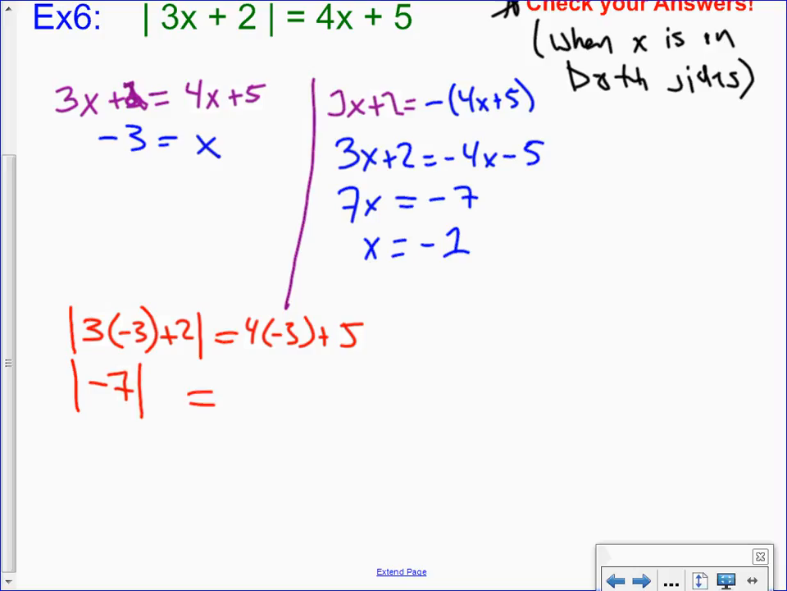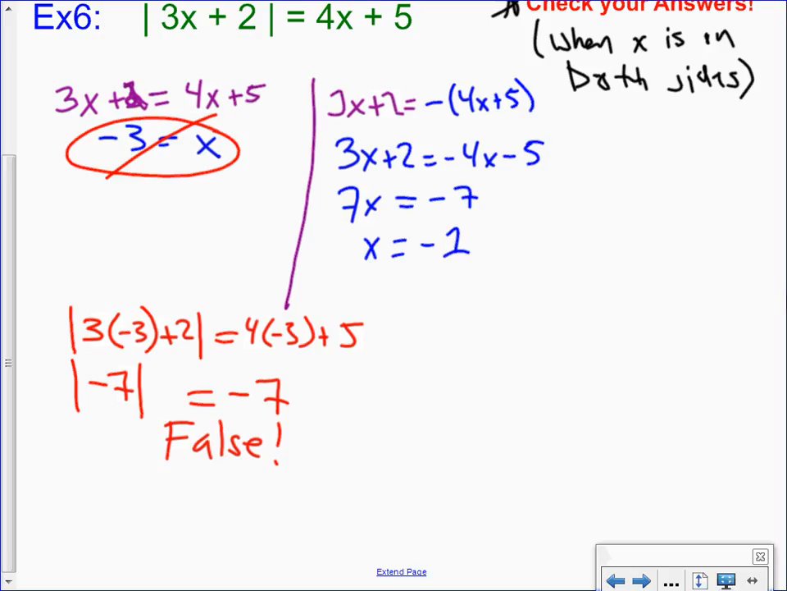4 times negative 3 is negative 12 plus 5 is negative 7. Is that true? No. Which one? Never mind. The right side? This? Yeah, that's a 1. Negative 1, 3. So this is false. Using this, that's not a solution. That's not an answer, sorry. It's not a solution.